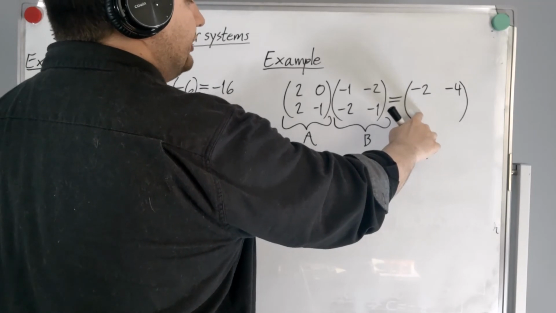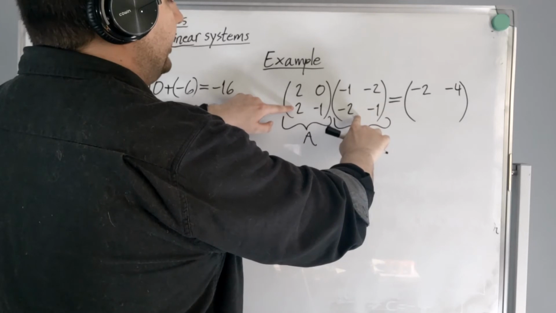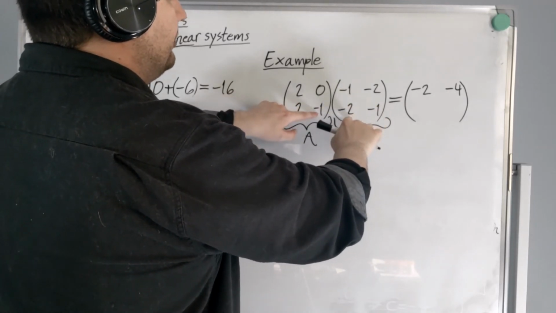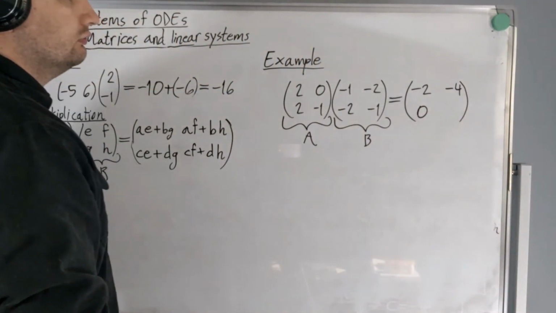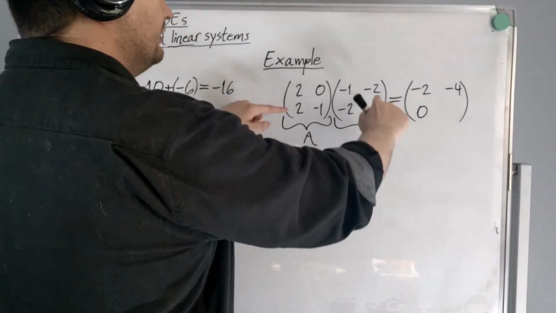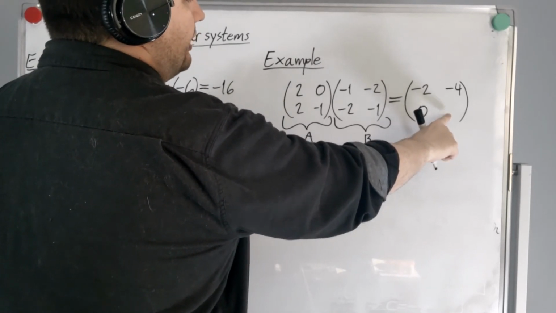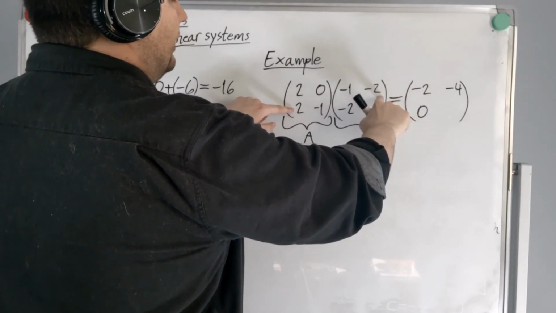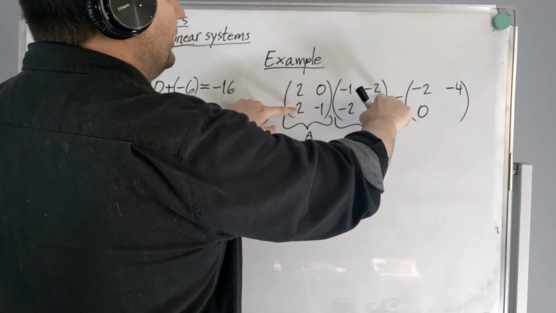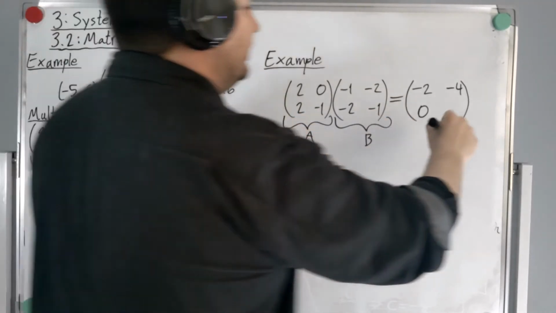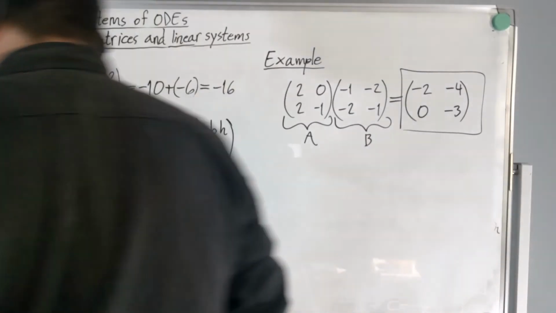The second row, first column of the product is going to be the second row of A times the first column of B. So negative 2 plus 2 is 0. And the second row, second column of the product is going to be the second row of A times the second column of B. So negative 4 plus 1 is negative 3. And that is our product.